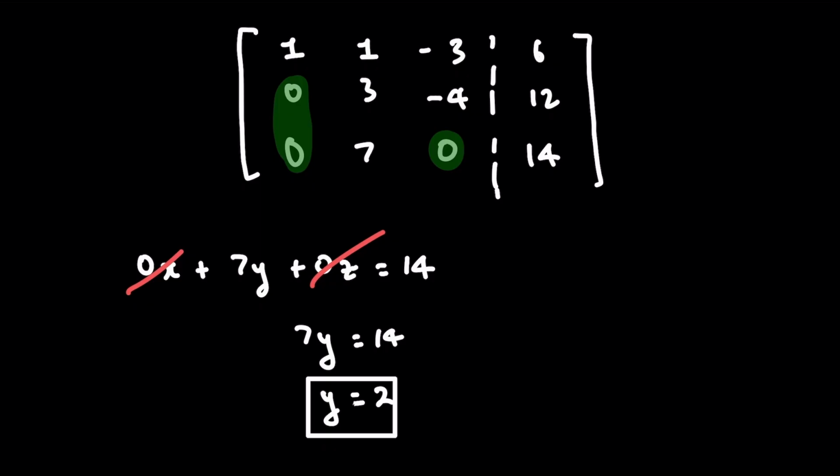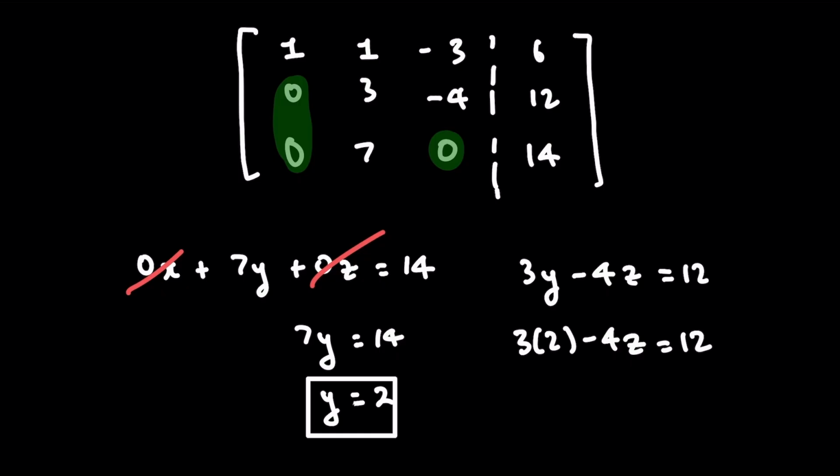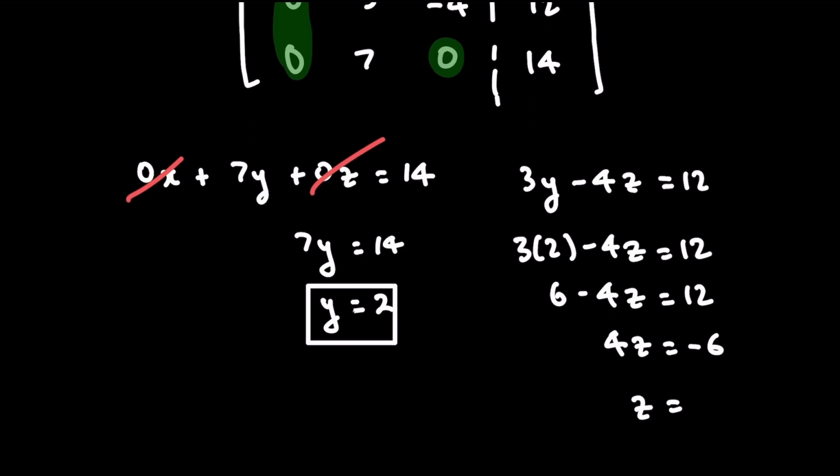Next, I'm going to use the values in the second row. And I can skip this 0, and I can simply say that 3y minus 4z equals 12. And we just worked out y. So we can say that 3 times 2 minus 4z equals 12. That means that 6 minus 4z equals 12. That means that 4z equals minus 6. And that means that z equals minus 3 over 2.